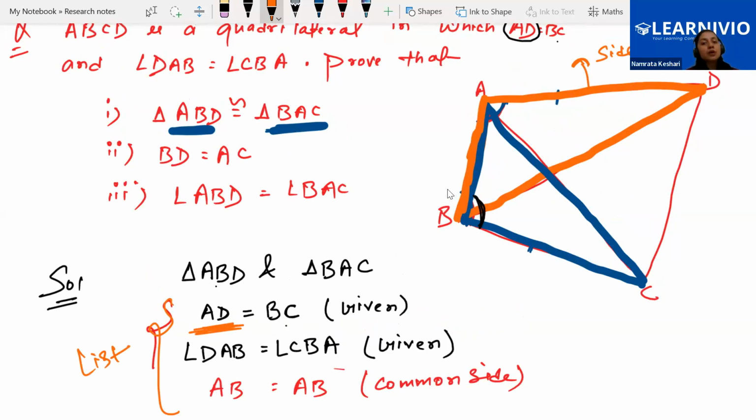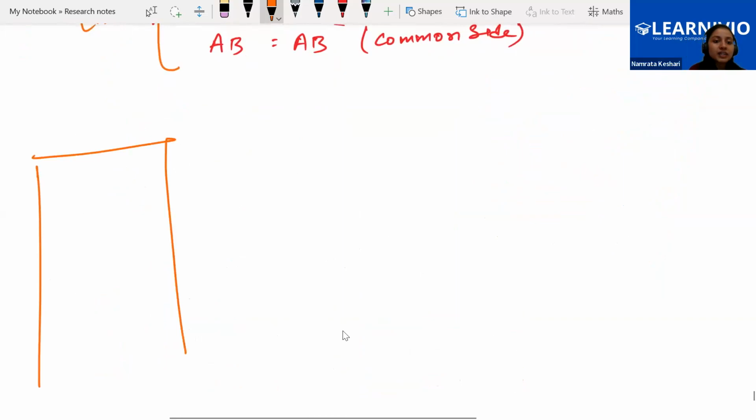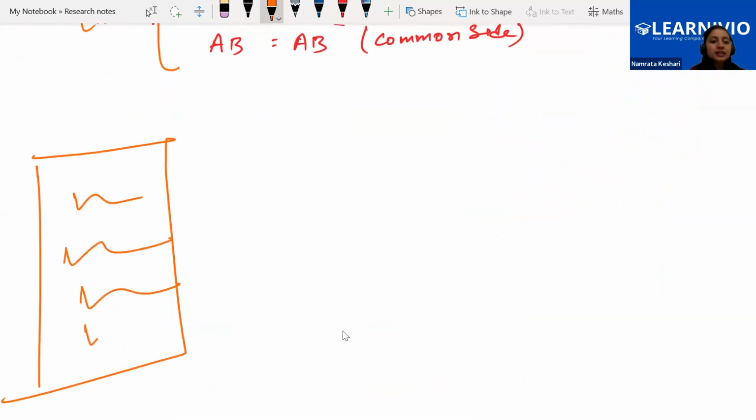Either focus on the orange triangle or on the blue triangle. Name-wise, either triangle ABD or triangle BAC. Only one triangle you have to focus on, and point out everything you have taken in your list. How do we make the list? When I go for grocery shopping, I make a list like this. So many things I write, like biscuits, chips, or cakes. And when I have taken the stuff, I just tick it.